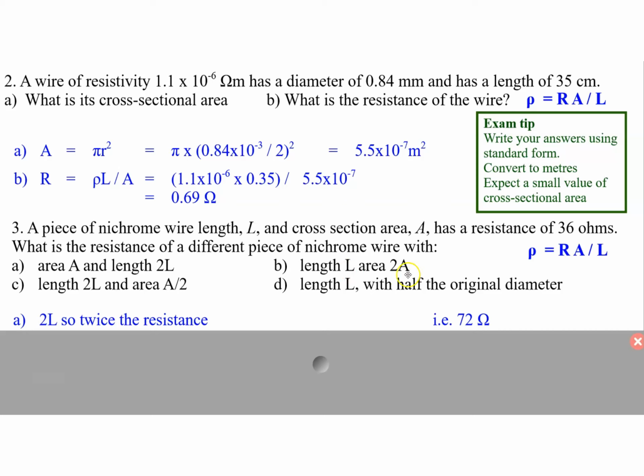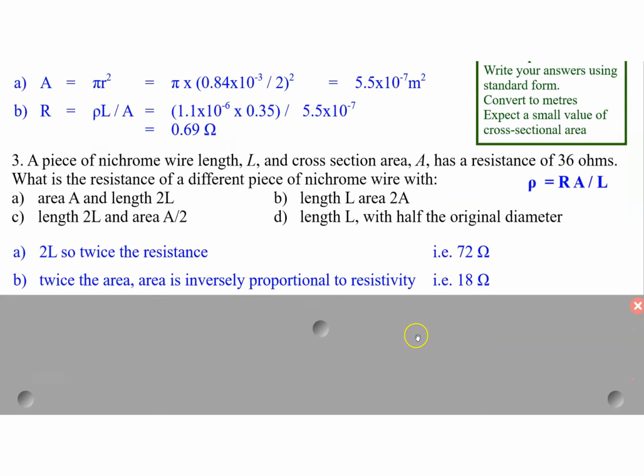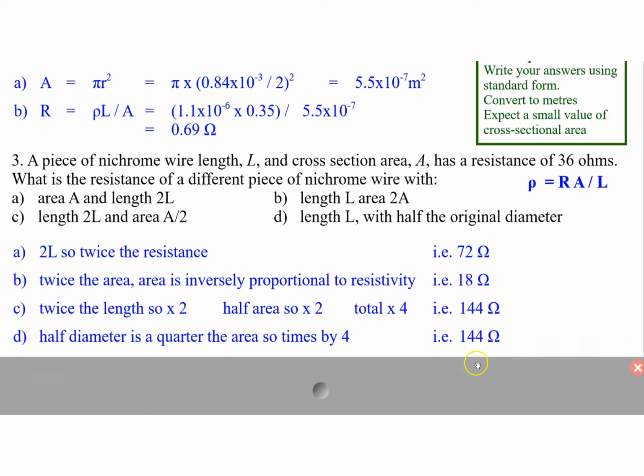If we keep the length the same but double the area, well, we said there's an inverse proportional relationship between resistance and area. So if it's twice the area, it's going to be half the resistance. Therefore, it's going to be 36 divided by 2. If we double the length and halve the area, so double the length is going to be twice the resistance. If we halve the area, we're not halving the resistance, we're making it larger, it's more difficult for the electrons to pass. It's inversely proportional, so half the area is twice the resistance, so we have times 2 and times 2, total times 4, which will give us 144.